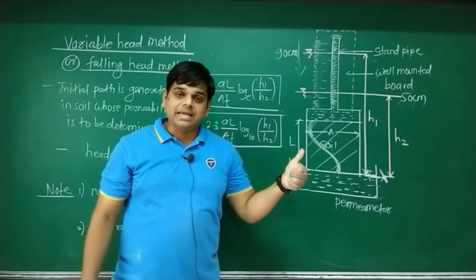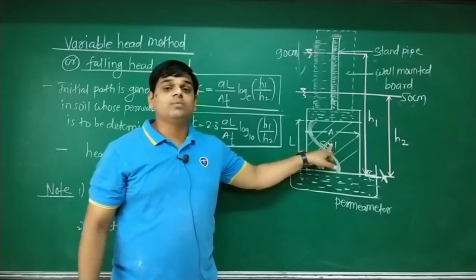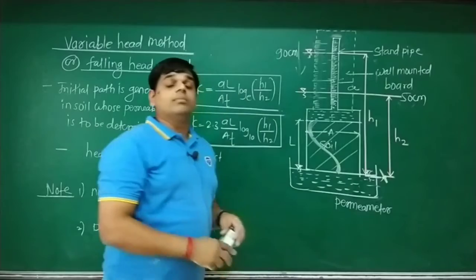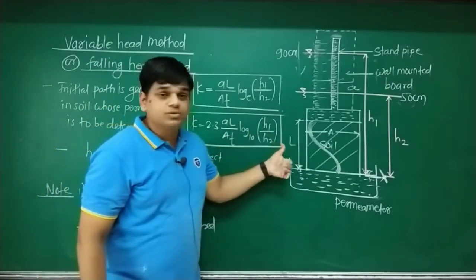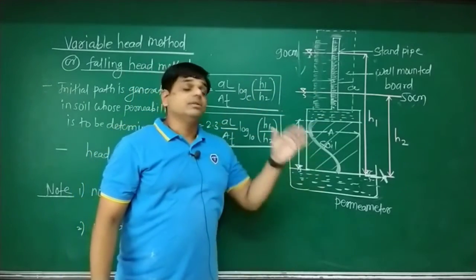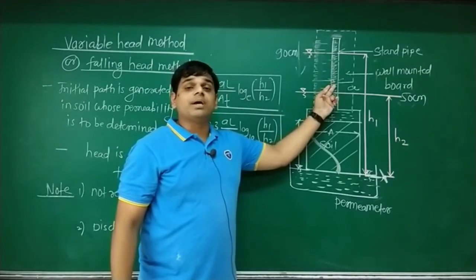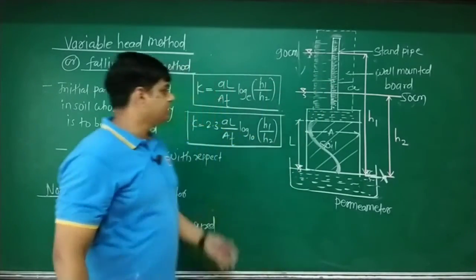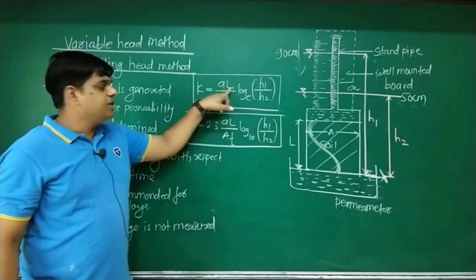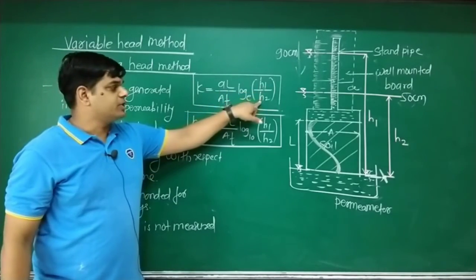Now by using time, head H1, head H2, length of sample, area of sample, and one more, the area of the standpipe, that is small a. So using initial head H1, final head H2, time required, area of soil sample, length of soil sample, and area of standpipe, we can calculate the permeability using this formula. Okay, what is the formula? K equals small a into L upon capital A into T, log to the base e of H1 upon H2.